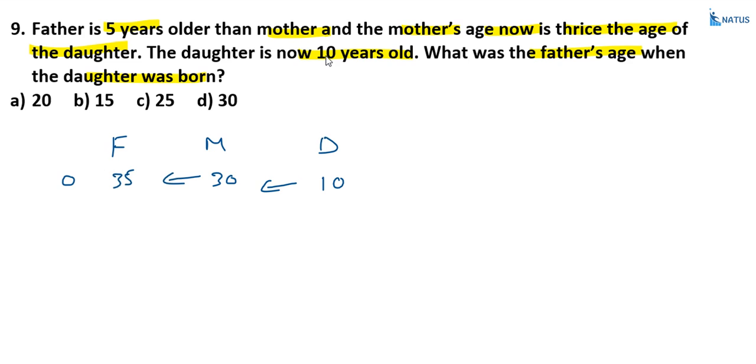Now, what about the daughter's birth? 10 years back, minus 10. What happened? 35 minus 10, that is equal to 25 years is the answer. Option C is the correct one.